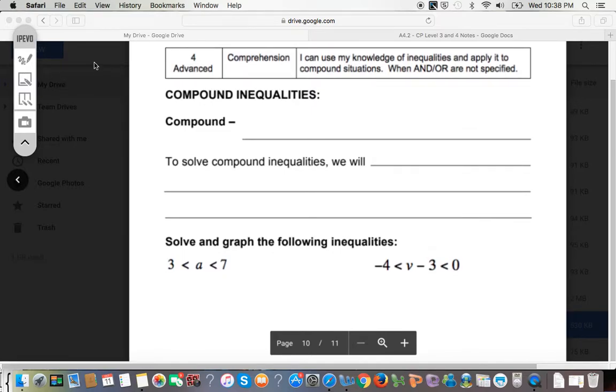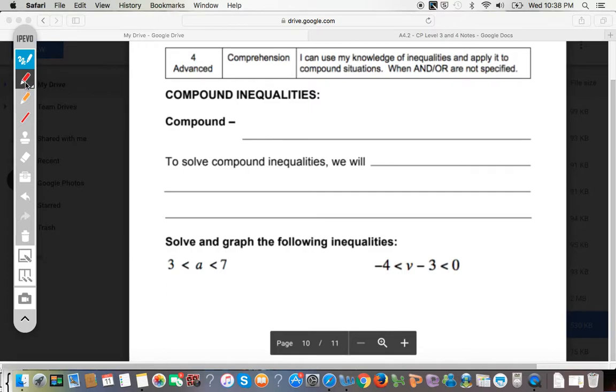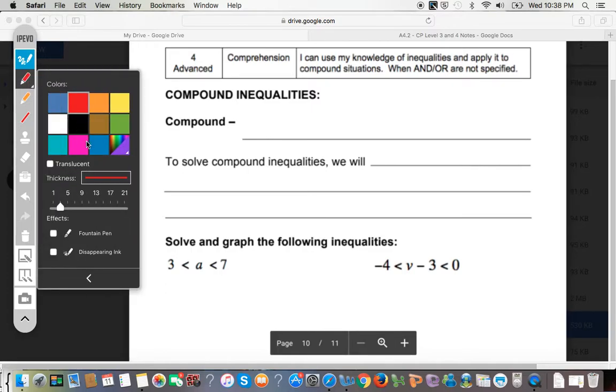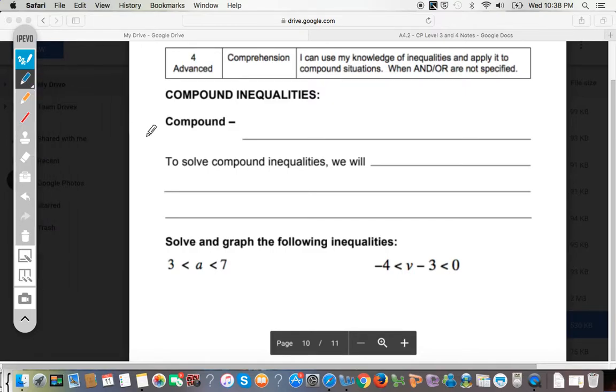Okay, so that is level 3. So now let's go to level 4. Change up my color here. Okay, so for level 4, I can use my knowledge of inequalities and apply it to compound situations when and or are not specified. Okay, so what does compound mean?